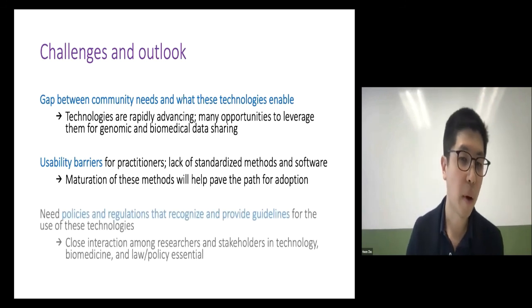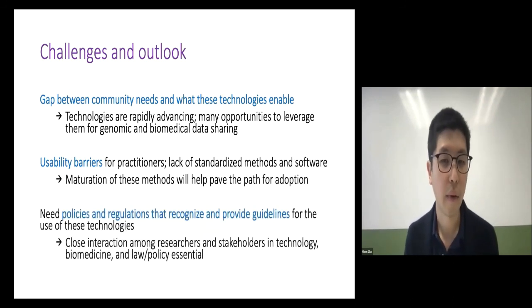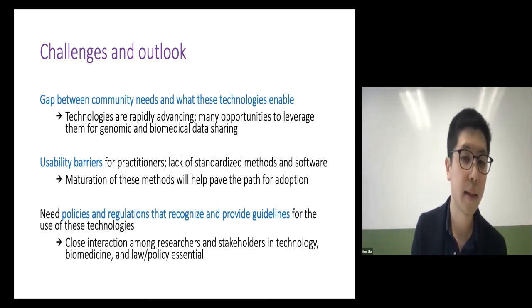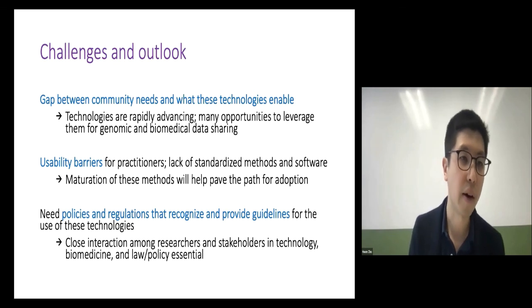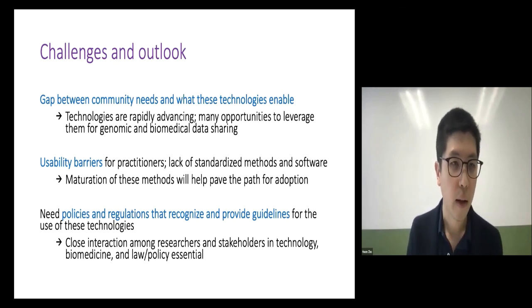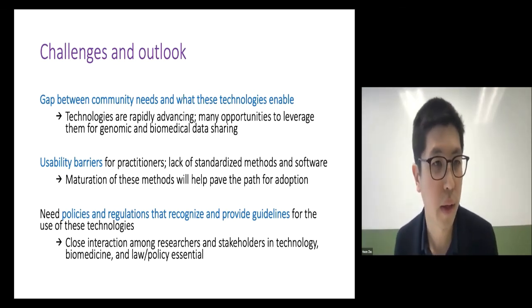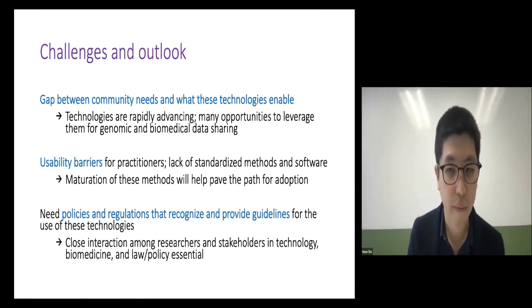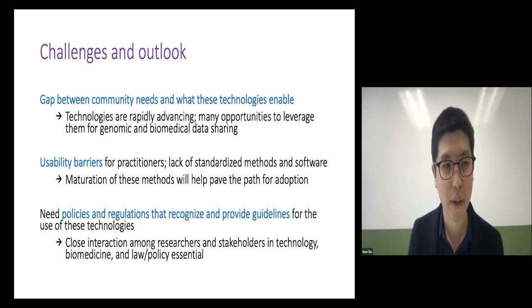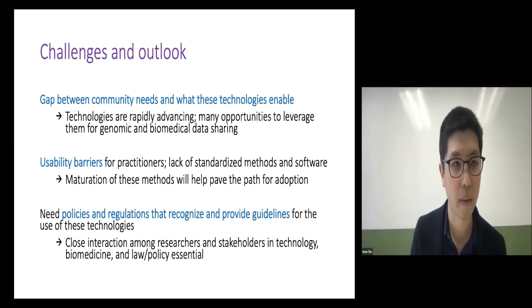And lastly, we need policies and regulations that recognize these technologies and provide useful guidelines on how they can be used to overcome the existing barriers in data sharing. And for this, close interaction among those in technology, biomedicine, and law and policy is essential, which is why I especially appreciate being part of this conversation.